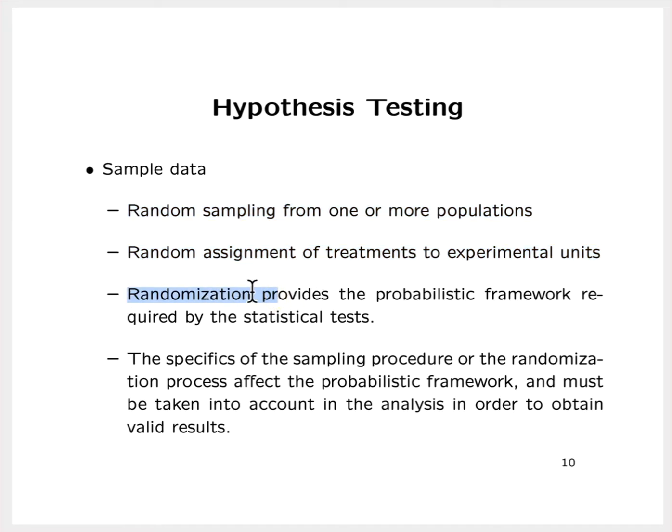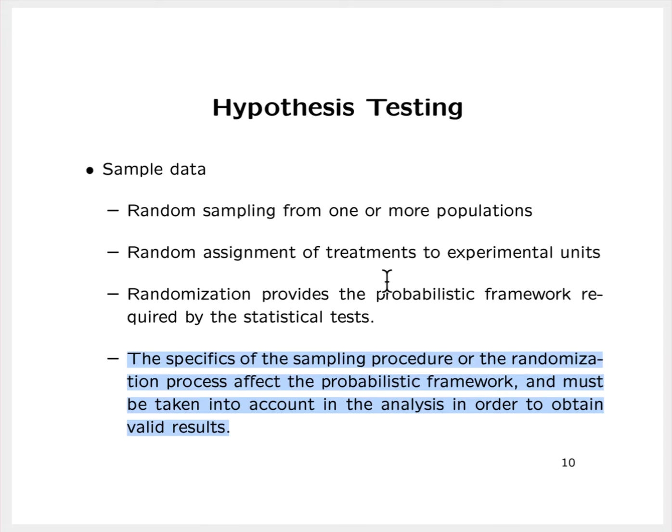Well, randomization provides the probabilistic framework that is required by the statistical tests. And it's that probabilistic framework which gives validity to the statistical test itself. Now, there are a variety of ways of sampling from populations. In fact, you could take a whole semester course on different random sampling techniques. For example, simple random sampling, systematic random sampling, stratified random sampling, cluster random sampling, two-stage cluster random sampling, all sorts of different kinds of random sampling techniques.